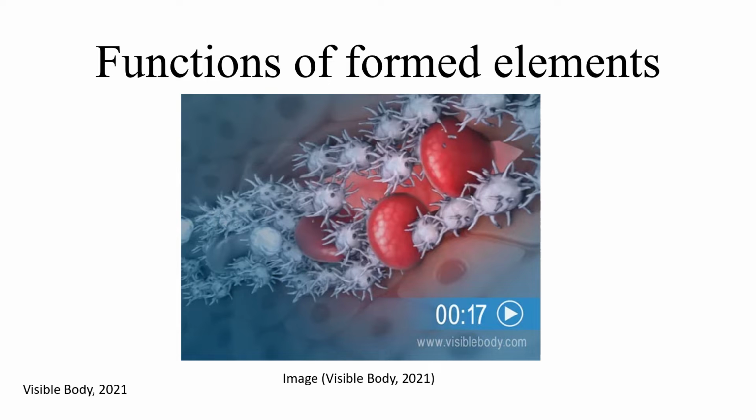Functions of the formed elements. The main function of platelets is clot formation. So what happens when you cut yourself, you start to bleed, the blood will start to clot up. These platelets will rush to that site, they will clot up, and then you'll have some proteins called fibrin that will come in there and mesh it all around and make a little net that will stop the bleeding.